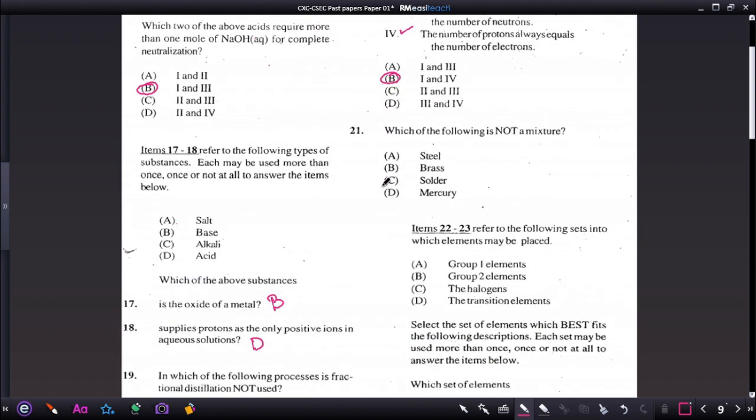21. Which of the following is not a mixture? Steel is a mixture. Brass is a mixture. A, B, C are mixtures. Mercury is just a metal in the liquid state.